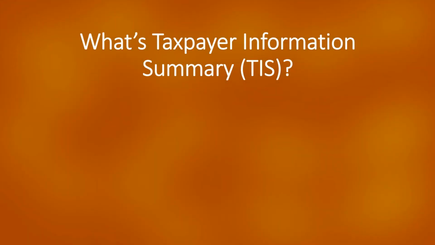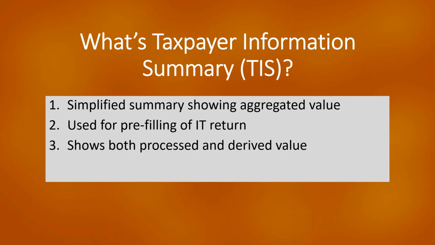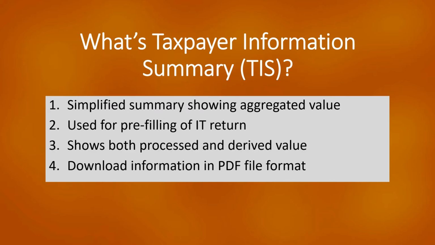Next, let us see what is Taxpayer Information Summary, TIS. As the name suggests, it is a simplified summary showing aggregated value. It is used for pre-filling of income tax return. It shows both processed and derived value. TIS can be downloaded from the income tax portal in PDF file format. We will shortly see how exactly we can download TIS as well as AIS.